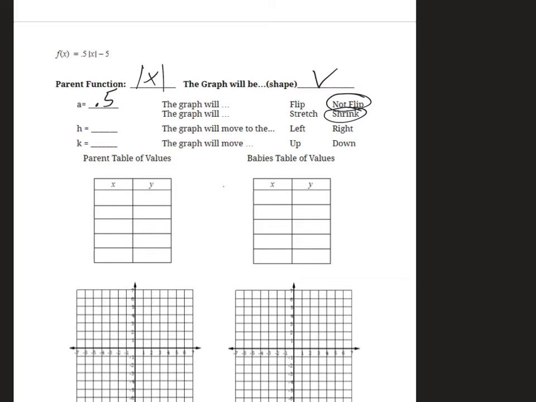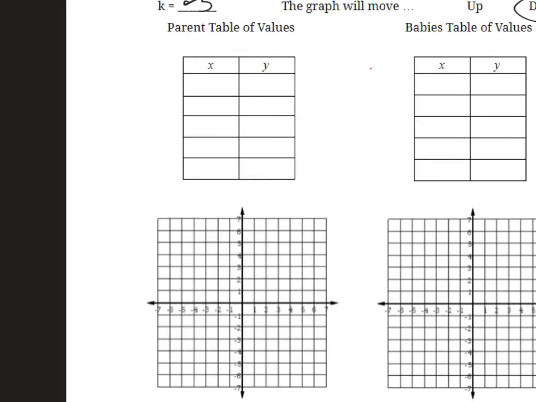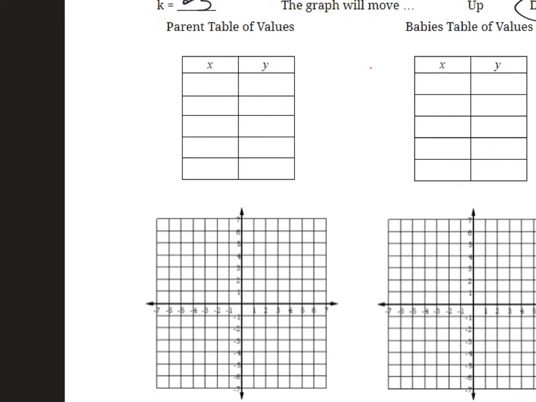Okay, h, what do you think h equals? H is 0 again. K, what do you think? K equals, and is it going to go up or down? K is negative 5, and it's going to go down. Perfect. Okay, for my parent table, again, we've already done this a ton of times. So it's 2, 1, 0, negative 1, negative 2. And then 2, 1, 0, 1, 2. So it makes a nice little V shape.